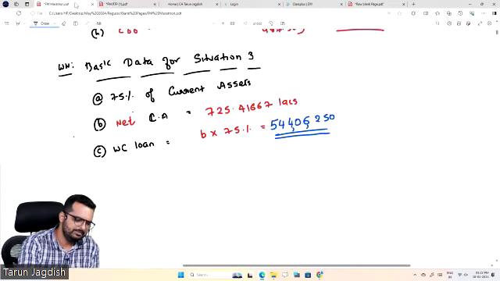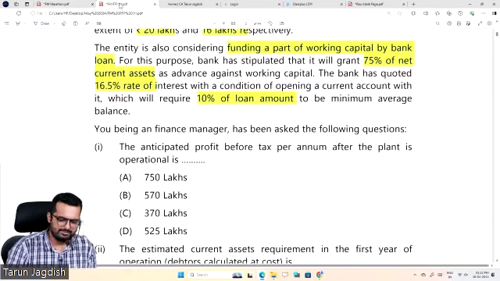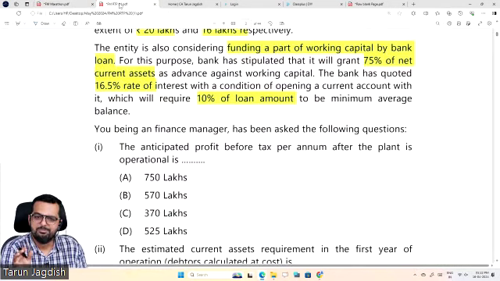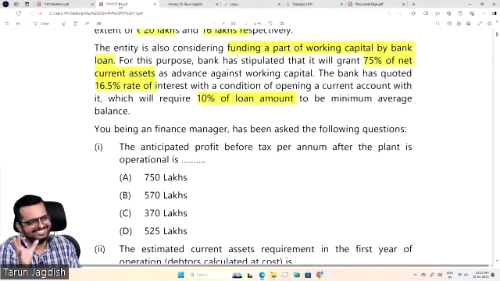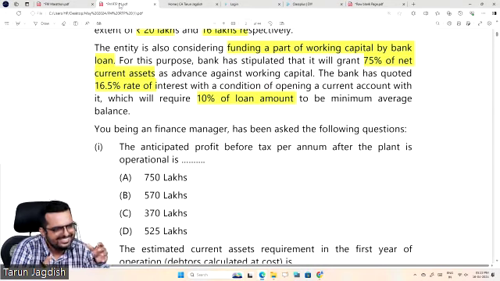What does that mean? No, not like that. Wait. See, read the last part again. Brain has stopped working only. This is easy. This question is easy. Just focus. See, bank has quoted how much percent interest over here, friends? 16.5% is the interest quoted by the bank.